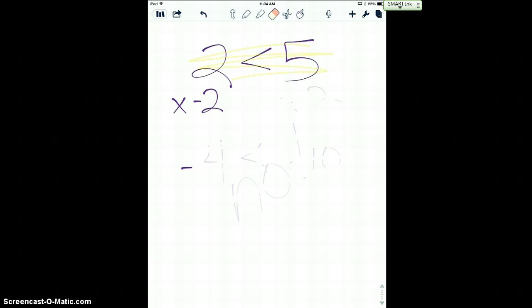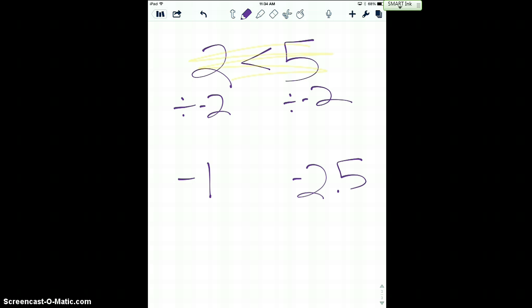Oh, weird. Okay, let's see if we divide by a negative number. Divide by negative 2. So 2 divided by negative 2 is negative 1. And 5 divided by negative 2 is negative 2.5. Is negative 1 less than negative 2.5? No! No, no, no.